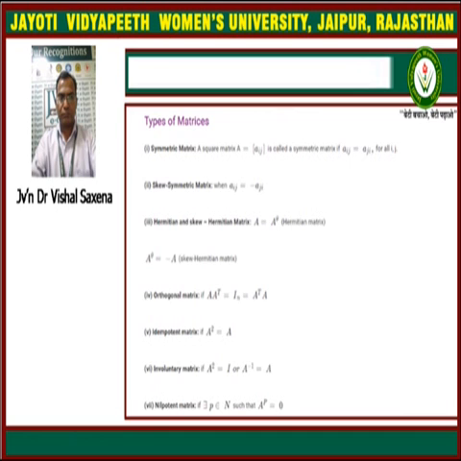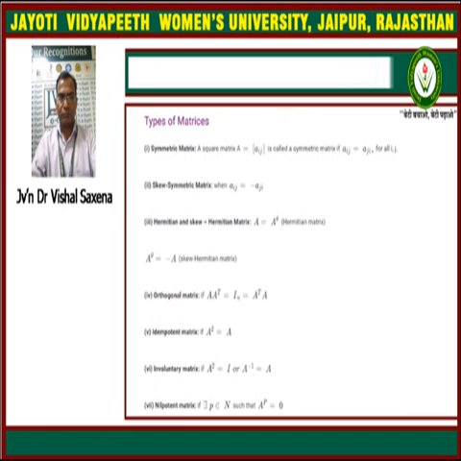Next is orthogonal matrix. An orthogonal matrix is a matrix where A into A transpose is equal to the identity matrix I, which is also equal to A transpose into A. Means when the product of A and its transpose gives the identity matrix of the same order, then such a matrix A is called an orthogonal matrix.